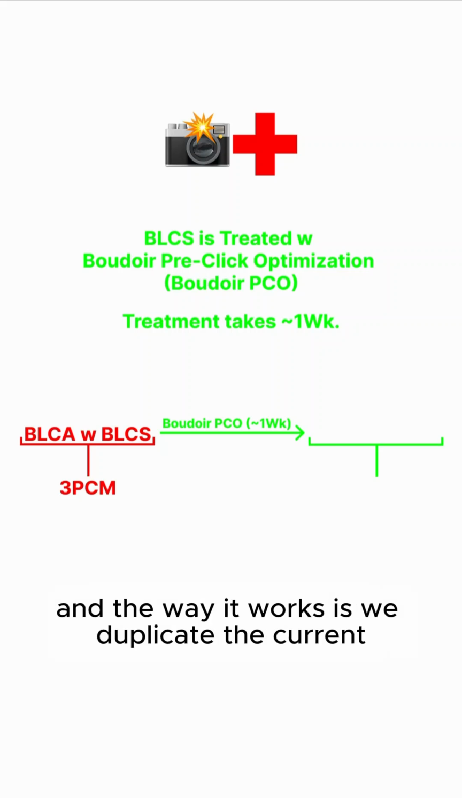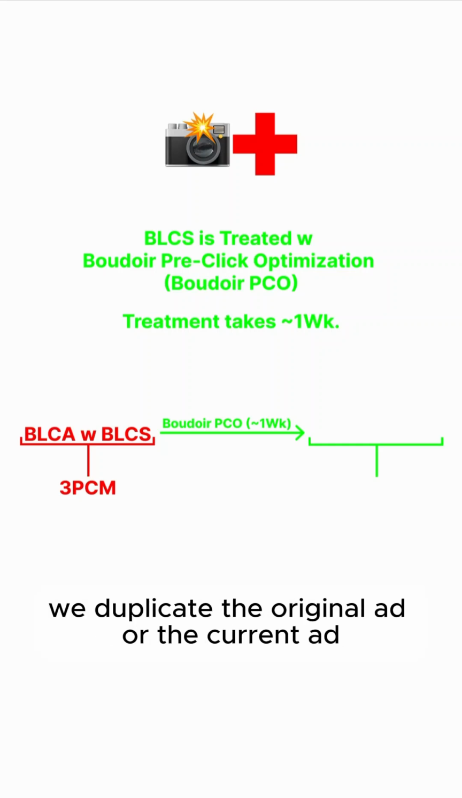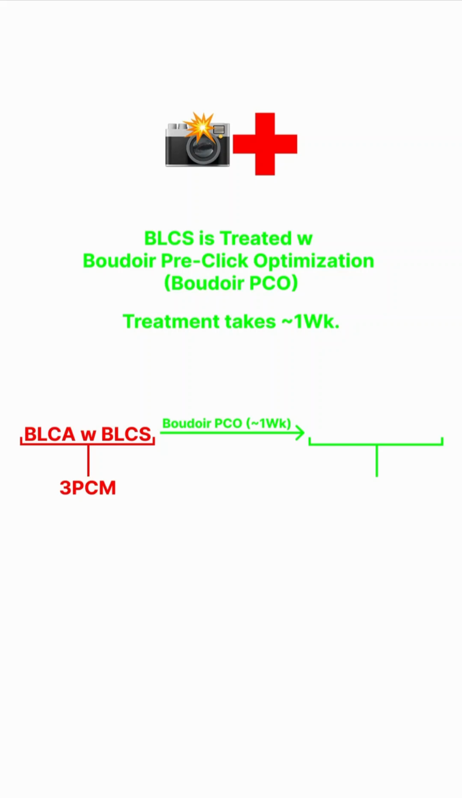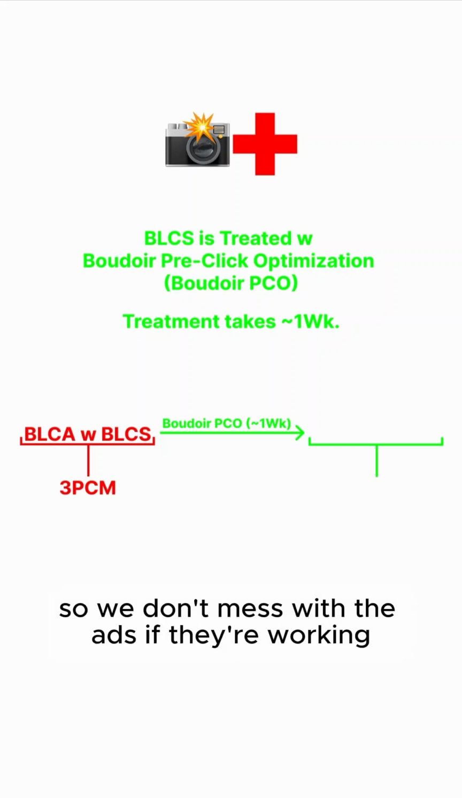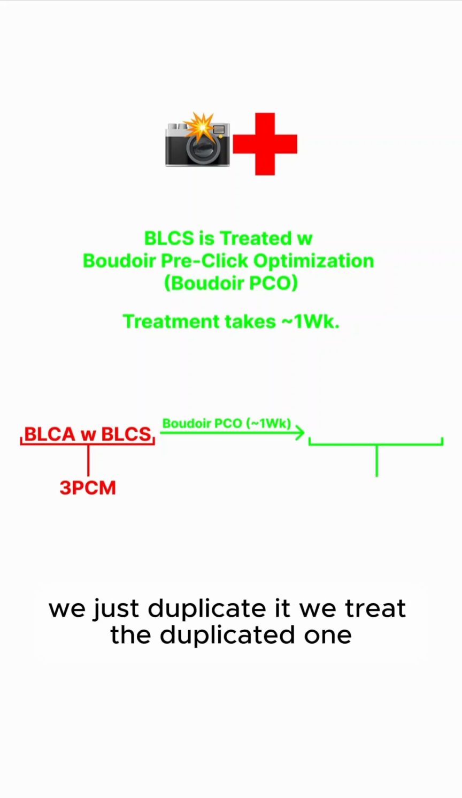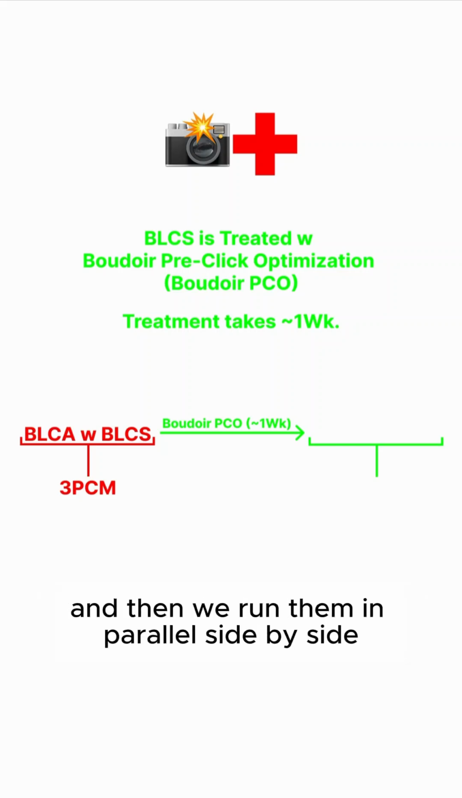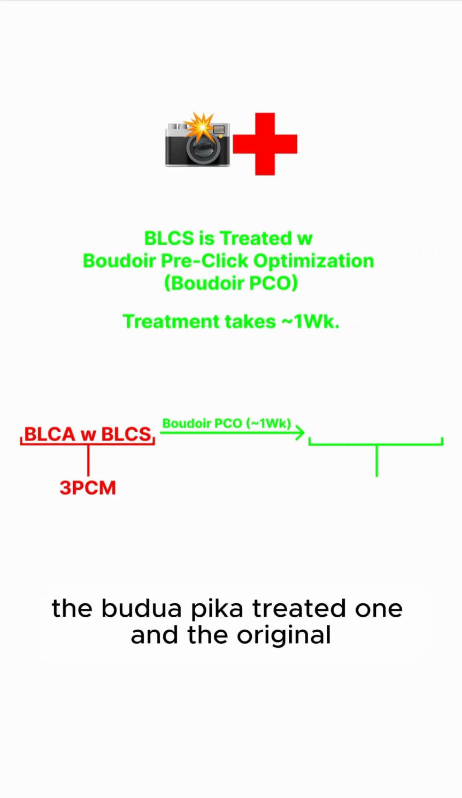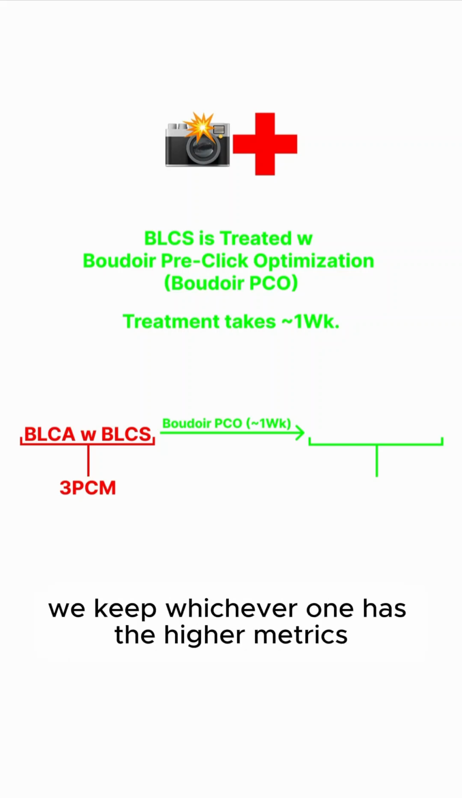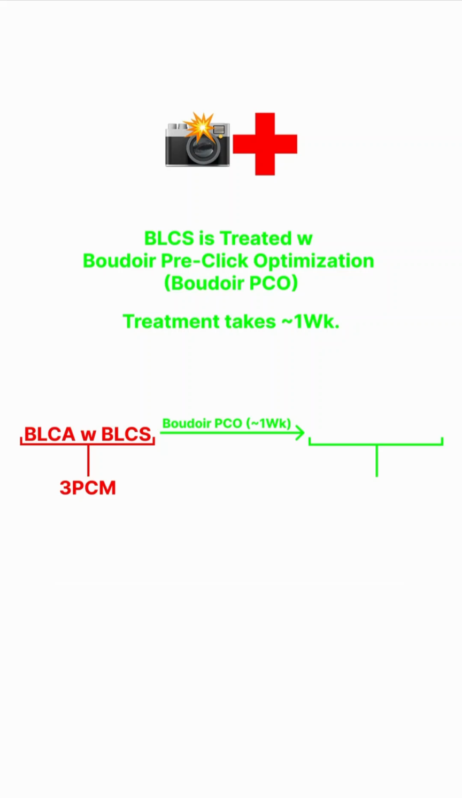And the way it works is we duplicate the original ad, or the current ad. Leave that one alone. We actually treat the duplicated ad. So we don't mess with the ads if they're working. If they're producing results, we just duplicate it. We treat the duplicated one, and then we run them in parallel side by side, the Boudoir PICO treated one and the original. And at the end of the treatment, we keep whichever one has the higher metrics.